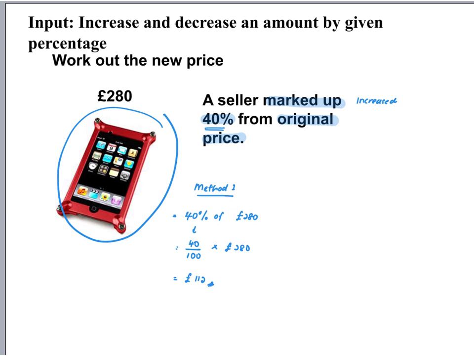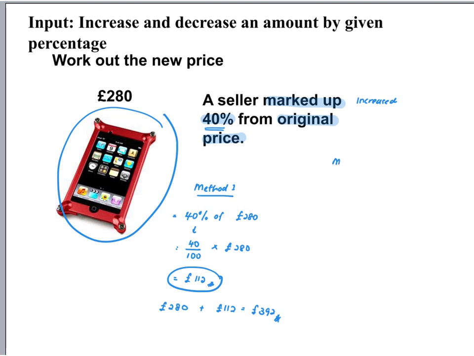Now, a seller has marked up, has increased £112 from the original price 280. Which means, what is the new price now after it has been increased? So your step 2 is to find out your new price. So the new price is now 280 plus 112, and that would give us £392. So if at all we are buying the phone, we now need to pay £392.